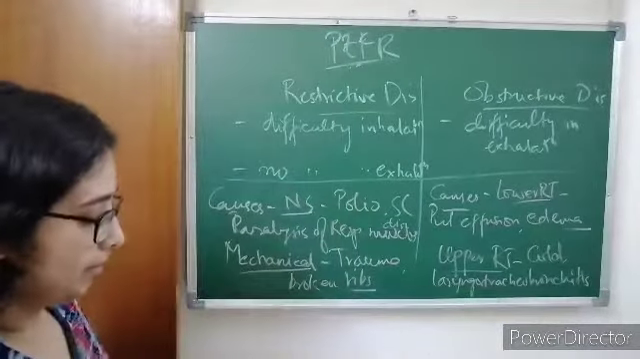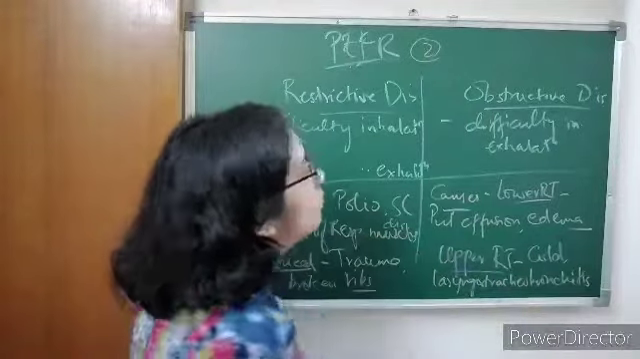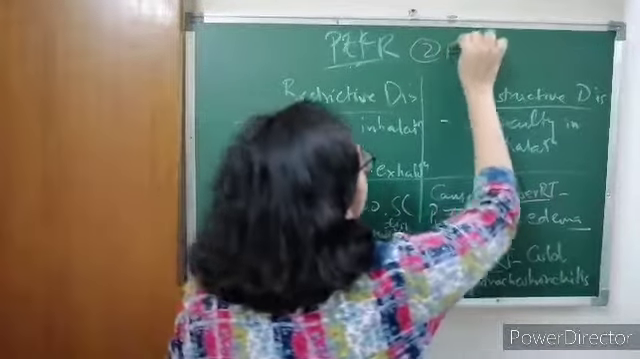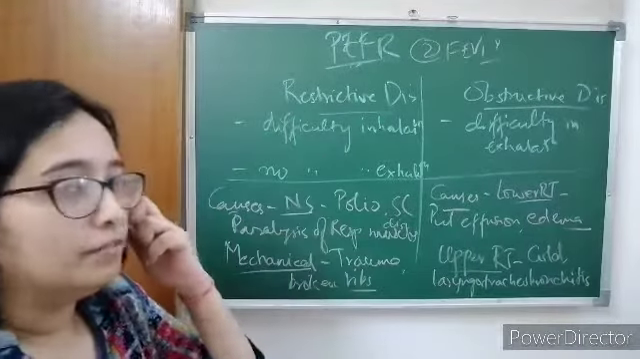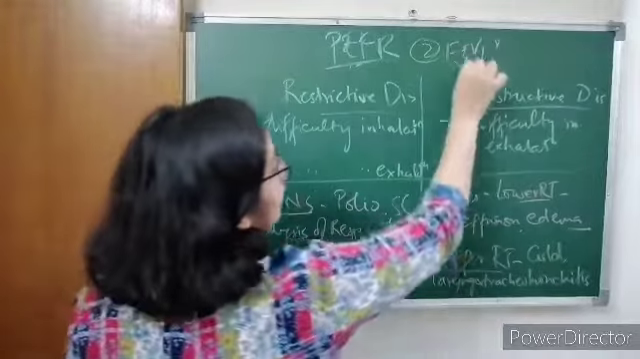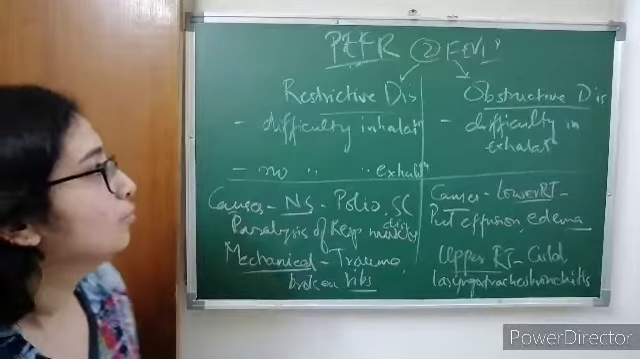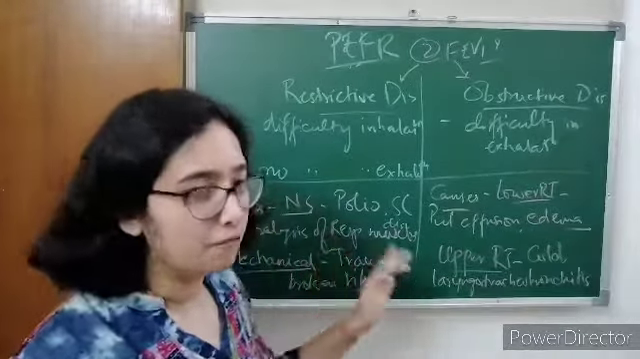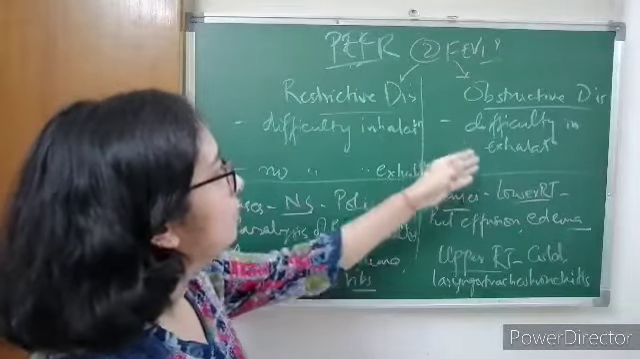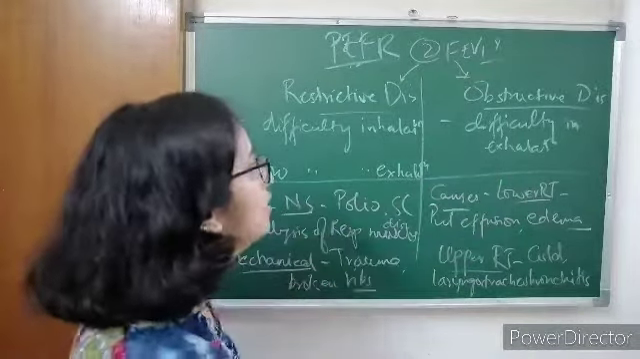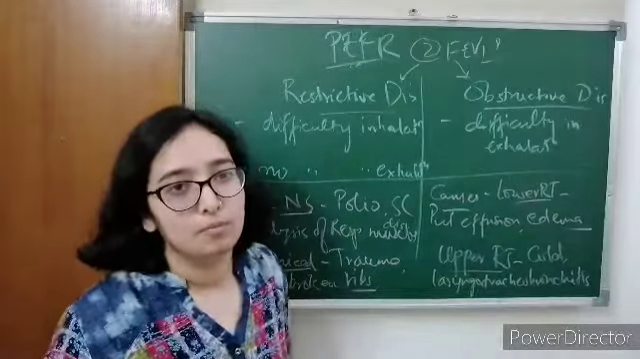Before ending it, I'll have a last question for you. I've asked you earlier, what is FEV1? Now you have to tell me what is the value of FEV1 in obstructive and restrictive disease. You got my question? First you have to tell me what is FEV1, then what is the value of FEV1 in obstructive and restrictive diseases. If you found out, you can comment down in the comment section below.